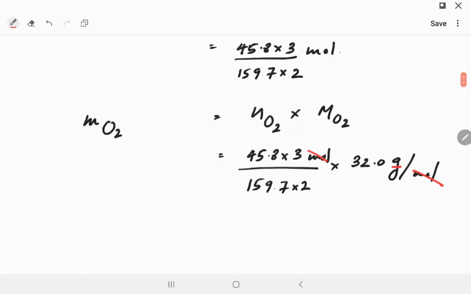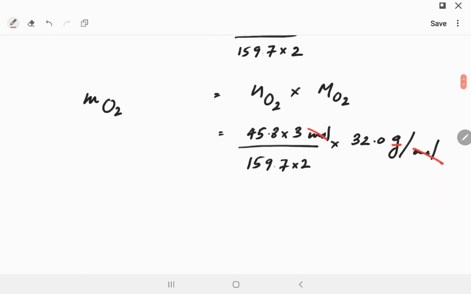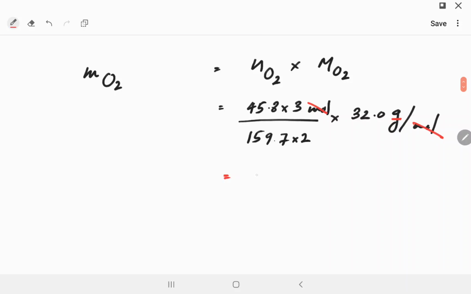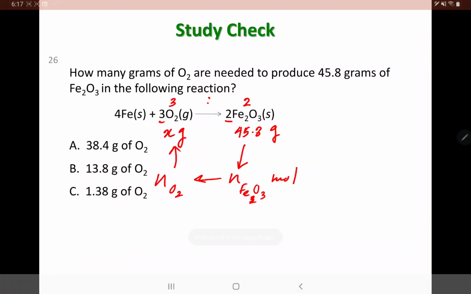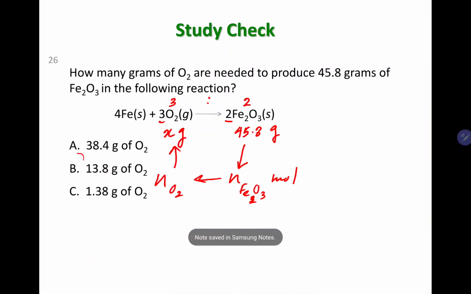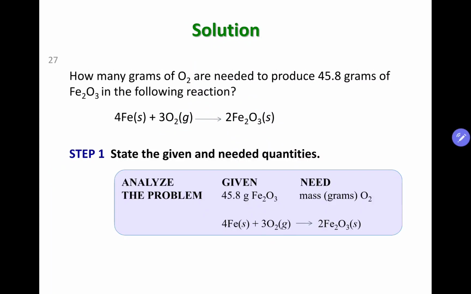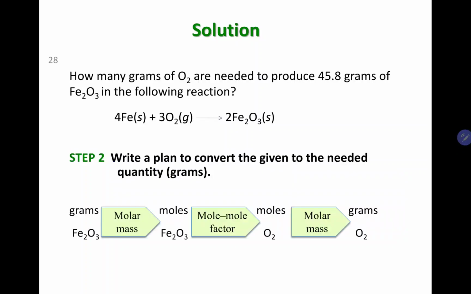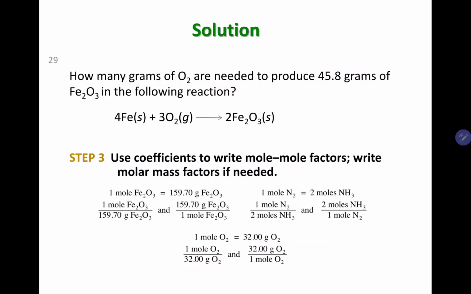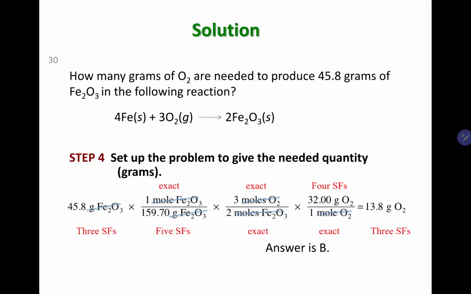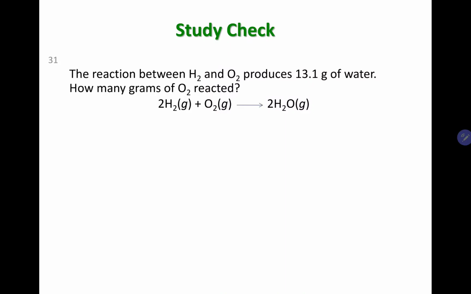And I think for this calculation the answer that you get is approximately 13.8. Okay, which is answer B in this study check. All right, so that is how you do this calculation, guys. I have given you the stepwise breakdown for the calculations. You can pause the video and write it down if you have to, but I think we did get the exact answer. Okay, all right, so 32 grams of oxygen, that is the correct answer.